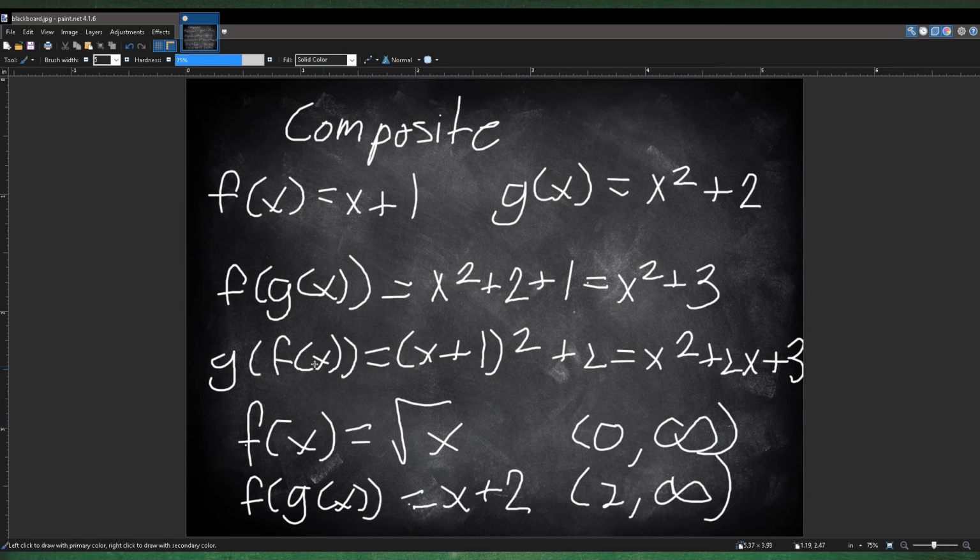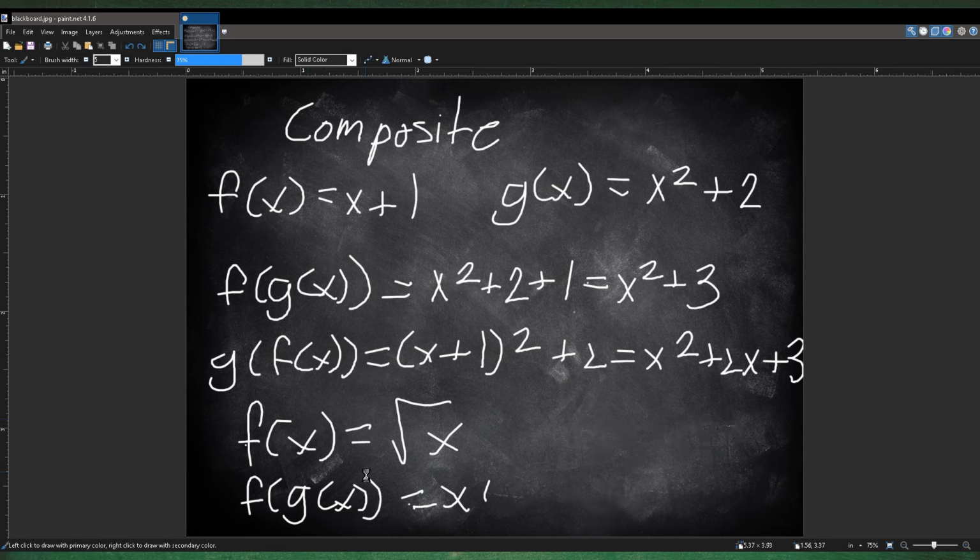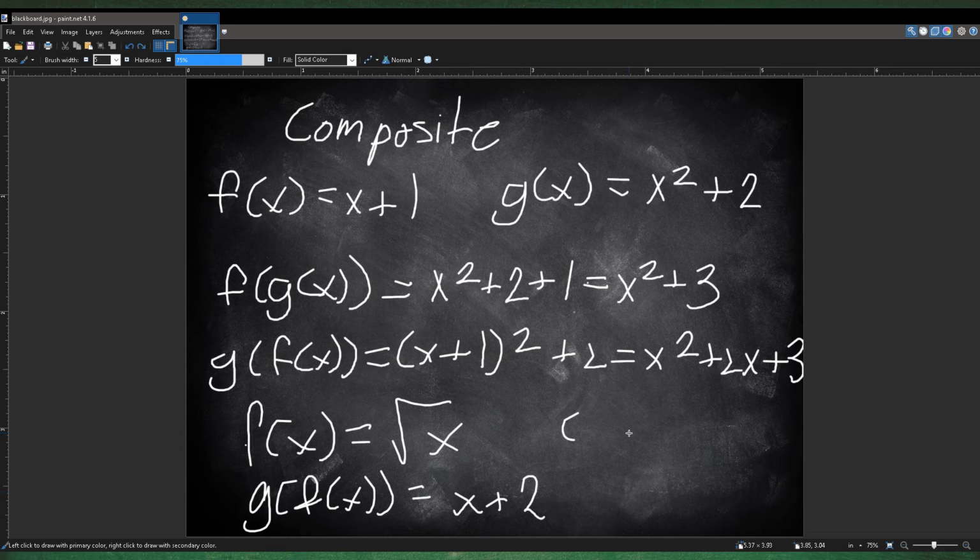Oh, sorry, I wrote the wrong one. It's g of f of x is equal to x plus 2. So the domain is still the same though. It's 0 to infinity. Well, you include the 0, and you include the 2 to infinity. So that's basically how you do it for composite functions.